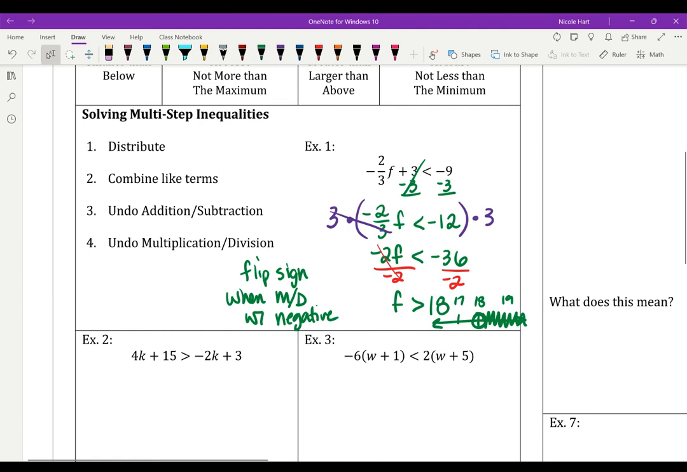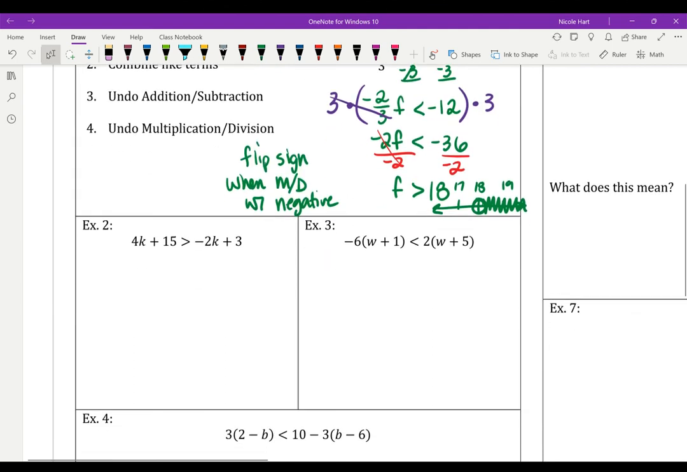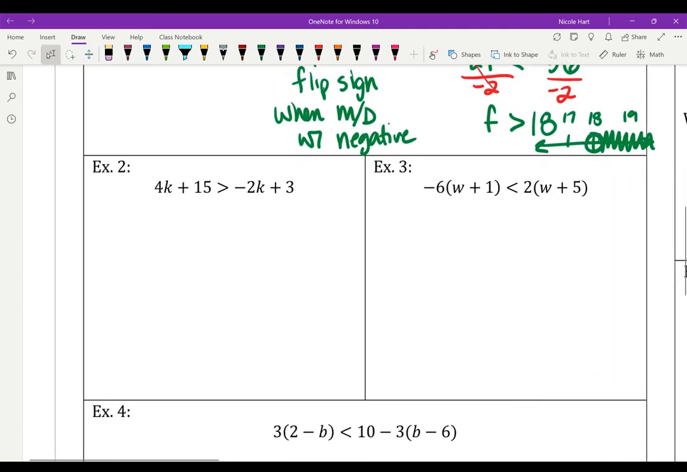All right, looking at a couple of examples, we want to practice these multi-step skills. I don't see any parentheses here, so I'm going to start with trying to undo addition and subtraction. I'm going to try to keep my variable, my k for this question, on the left-hand side. So I'm going to add 2k to both sides. This gets rid of the 2k on the right-hand side. 4k plus 2k is 6k, plus 15 is greater than 3.